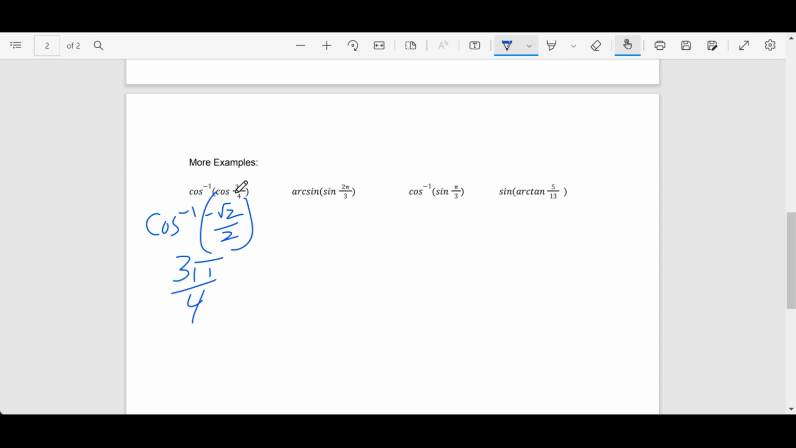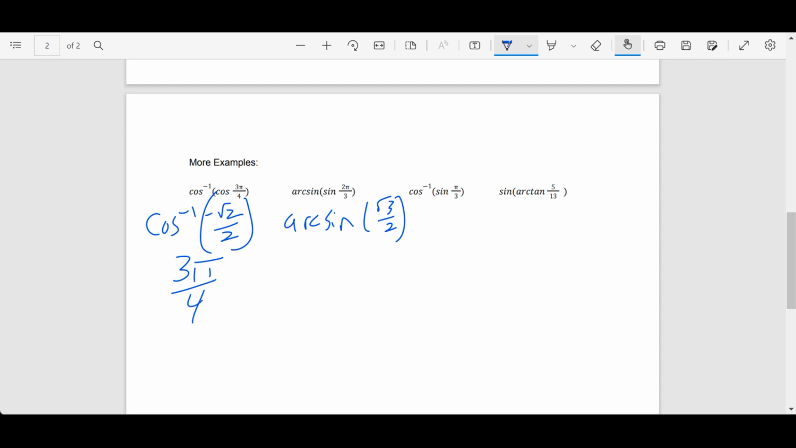Will it always work out that way? No. Well, in this case it does because these are both the same trig function, just inverses of each other, and it's between 0 and pi for cosine. As opposed to over here in this next one, where since it's sine, it would need to be between -pi/2 and pi/2. So when we go to solve this, sine of 2 pi/3 is root 3 over 2.